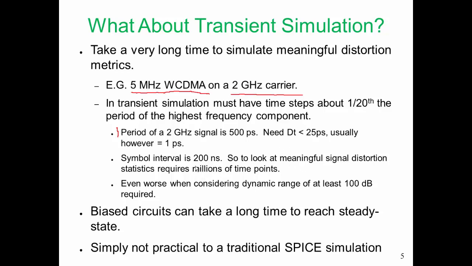Now our symbol interval is 200 nanoseconds, that's 1/5 of a microsecond. To look at meaningful signal distortion statistics would require us to look at almost a millisecond of simulation, and we're stepping at picoseconds. So you can see that we're talking about millions of time points, billions of time points, actually trillions of time points. And when we're considering a dynamic range of at least 100 dB, we may need to simulate even longer. We will have to wait for our transients to settle out to the point where they are no longer affecting our dynamic range.